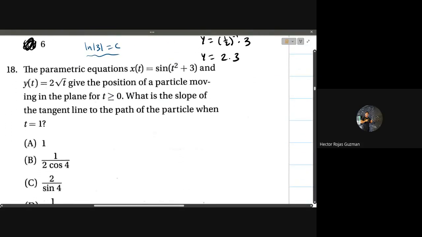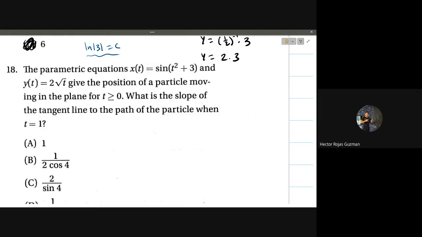Okay, we're getting close to the end. I'm not going to be able to finish, but it's okay. The parametric equations x and y give the position of a particle moving in the plane for t greater than or equal to 0. What is the slope of the tangent line to the path of the particle when t is equal to 1?